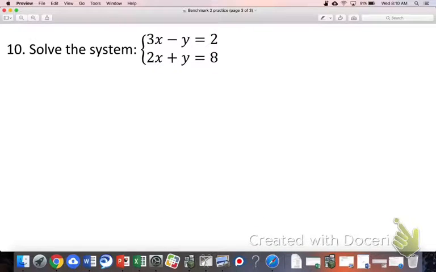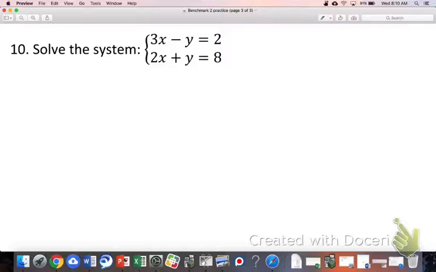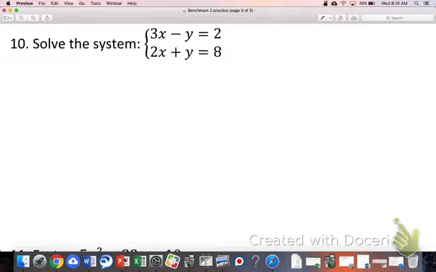This one's different. Number 10. Let me discuss with you guys real quick. Sorry, last one.